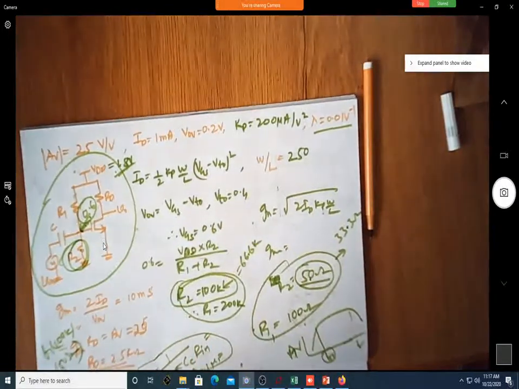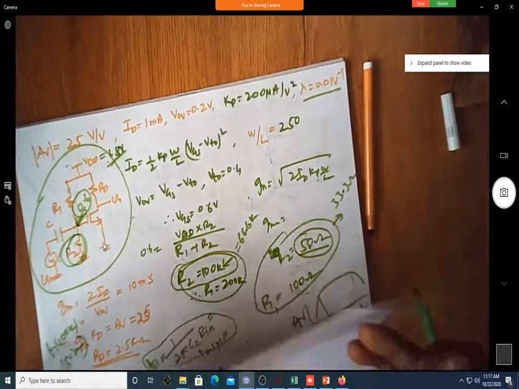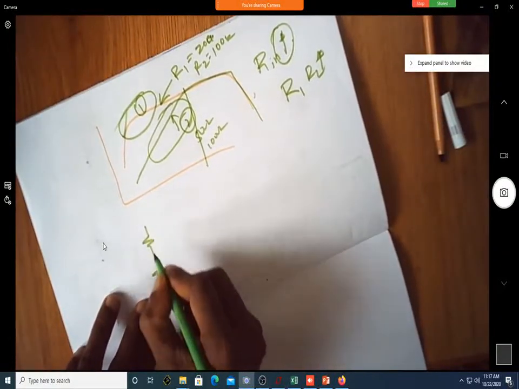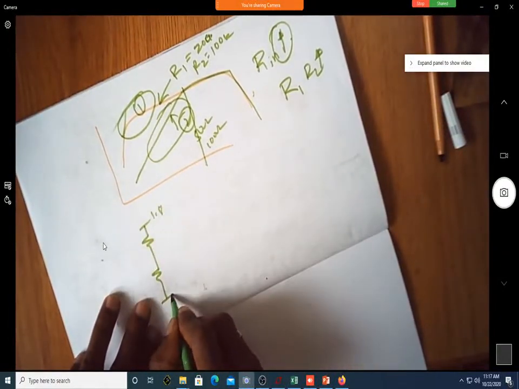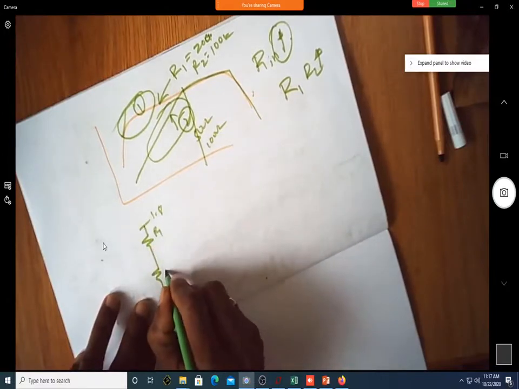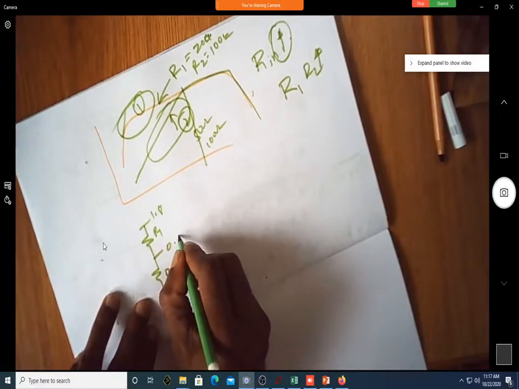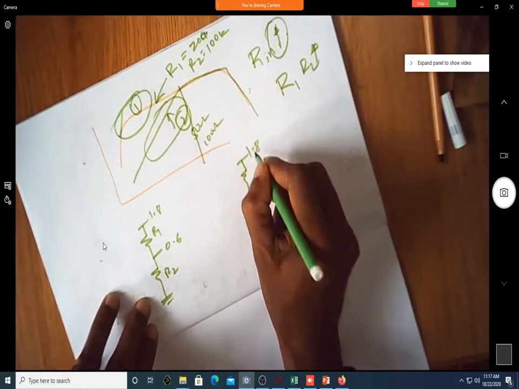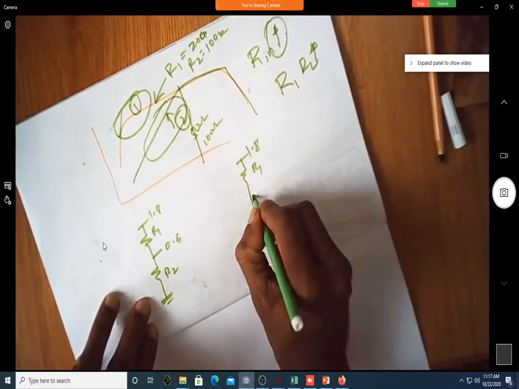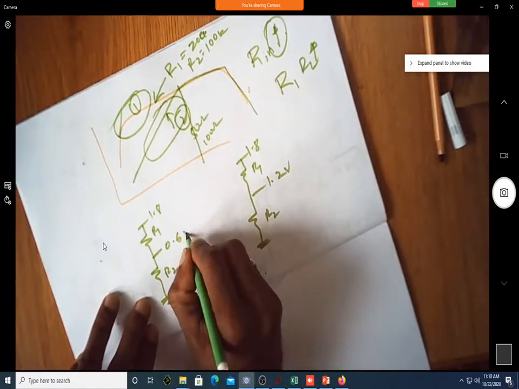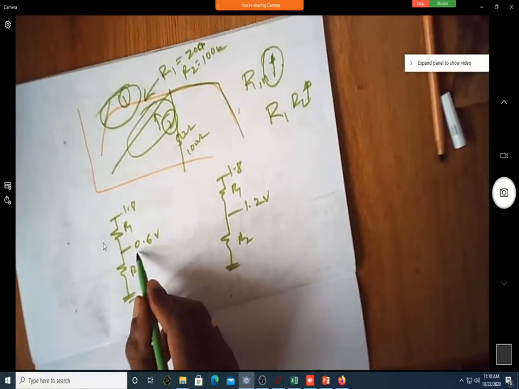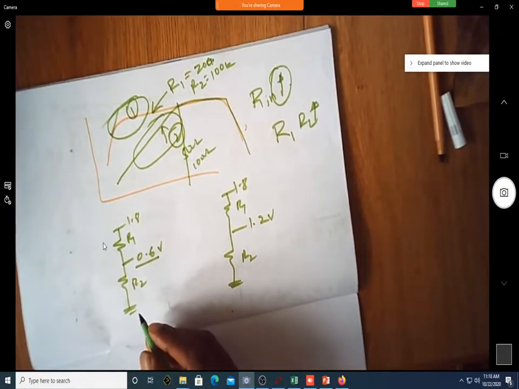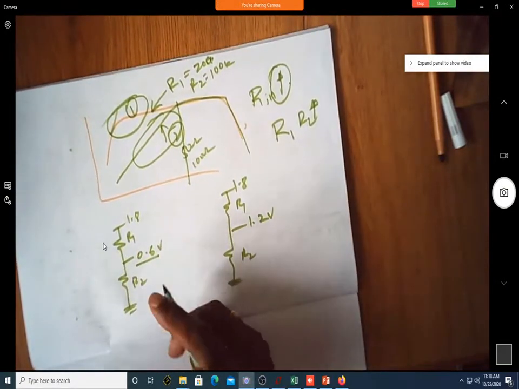Let me just take this example. This is 1.8, this is R1, R2, and this is 0.6. Assume that this is 1.2. Suppose you want to get 0.6 volt, which will be more, which will be less? Here in this case, which will be the least?